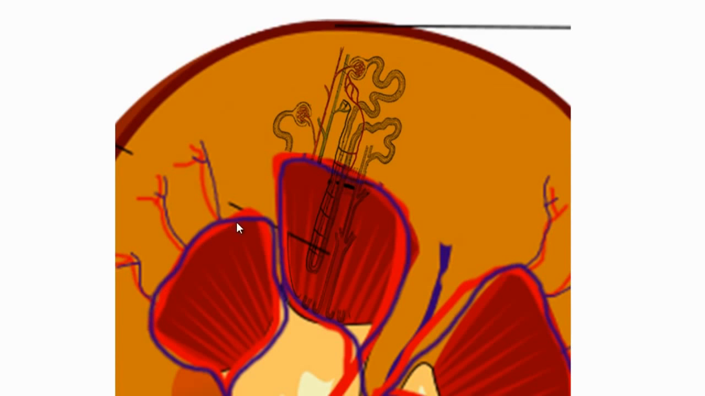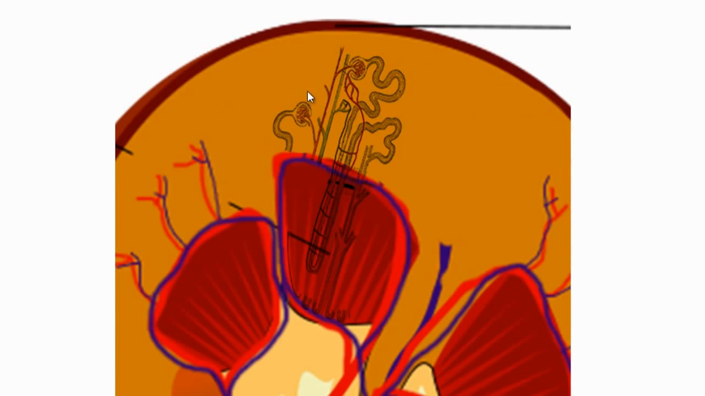So at the base of this pyramid, so this is the apex where the papilla is, and at the base you've got an artery called the arcuate artery, and this gives off some branches laterally at a sort of 90-degree angle. So these vessels are called interlobular vessels. So you've got an interlobular artery and an interlobular vein, and you've got an arcuate artery and an arcuate vein. So in the renal cortex you've got the arcuate vessels and the interlobular vessels.